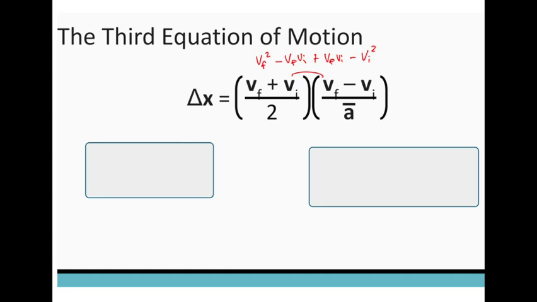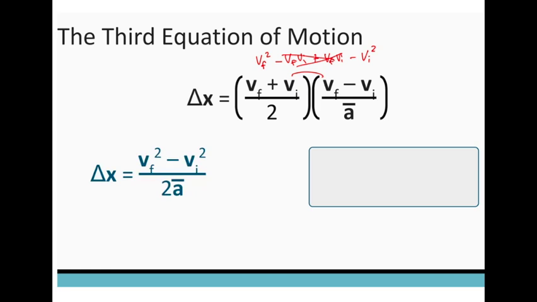What happens to my middle terms there? They cancel. So I end up with my final velocity squared minus my initial velocity squared over 2 times my acceleration. And that's how you can find displacement and you don't even have time in there. There is no time in that equation. So this is how to find your displacement when your time is unknown.